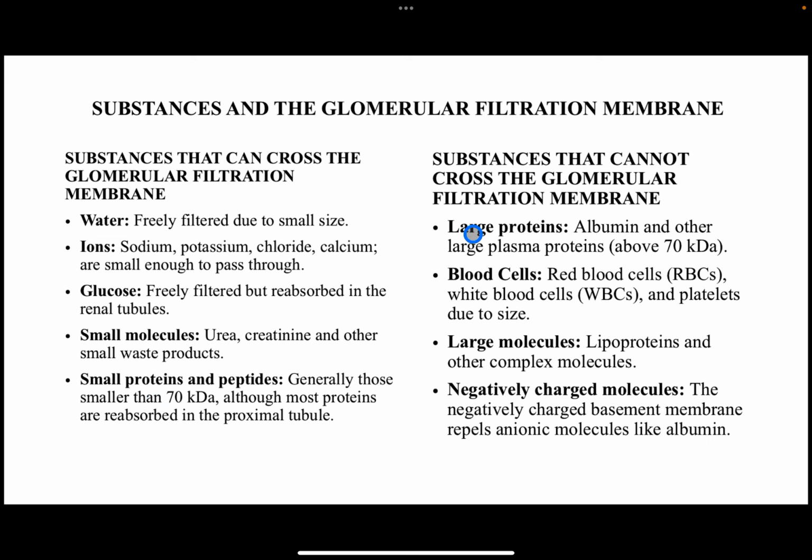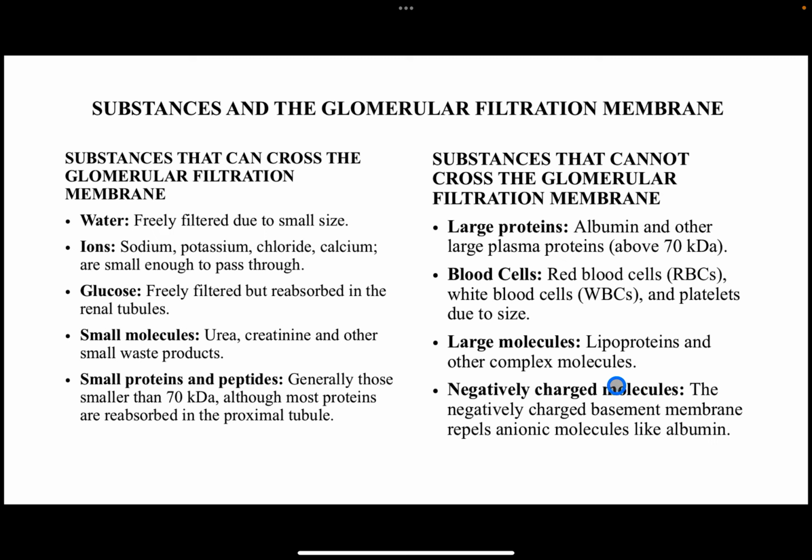Then on our left, these are substances that cannot cross, mostly because some of these substances are large, like large proteins such as albumin and other large proteins. We have blood cells like red blood cells, white blood cells, and platelets because of their size. Then we have large molecules like lipoproteins and other complex molecules. Then we have negatively charged molecules. The reason is because the glomerular basement membrane of the glomerular filtration membrane is negatively charged. Is that okay? Good. So negatively charged molecules also cannot cross the glomerular filtration membrane.